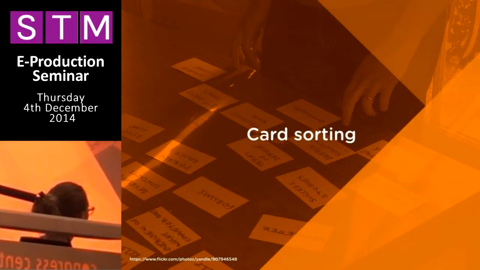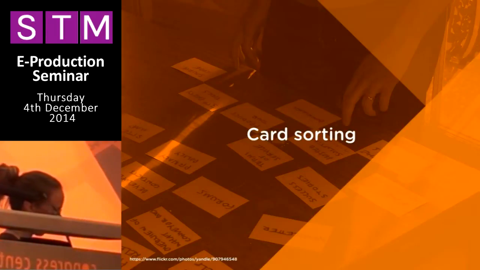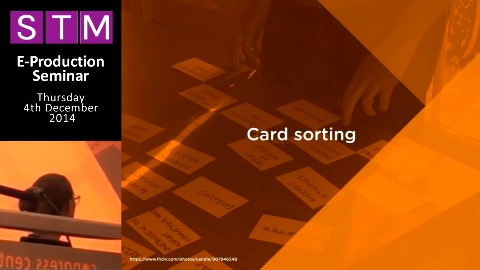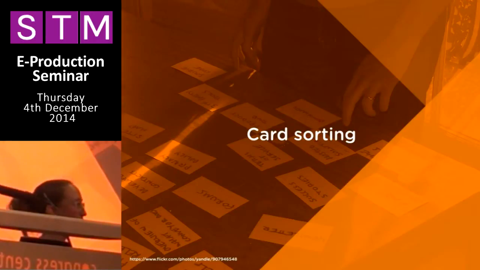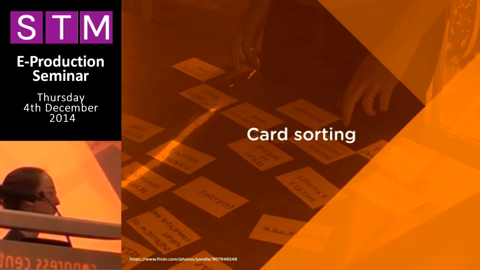So the next technique I'd like to talk about is card sorting. And this effectively involves people sorting items into groups and then labeling those groups. And you can do an open sort where you let people label their own groups, and that can tell you a lot in terms of the words people use. Or you can do a closed sort where you predefine your own groups and then let people sort items into them.